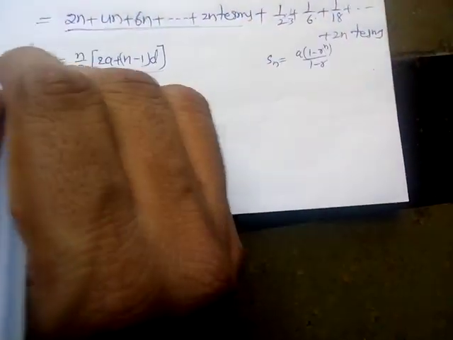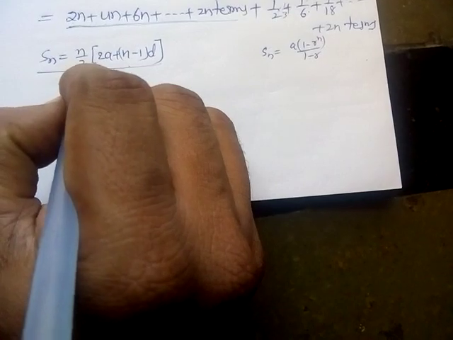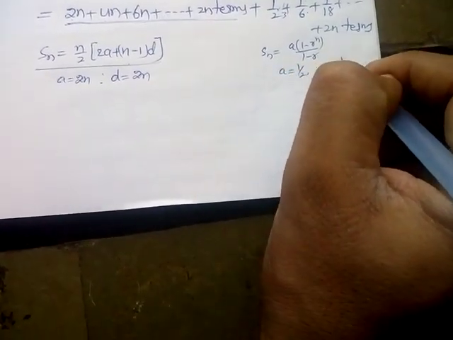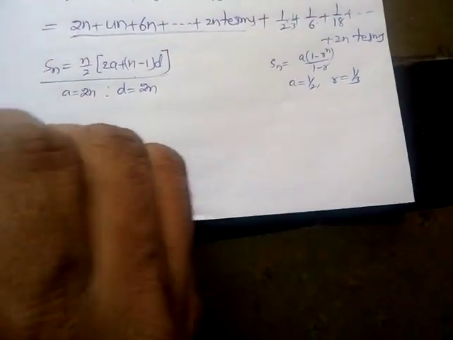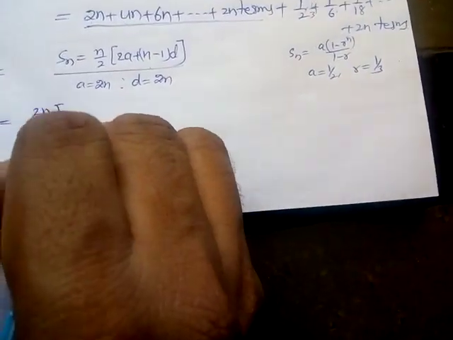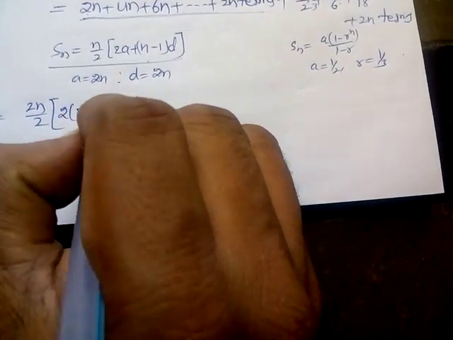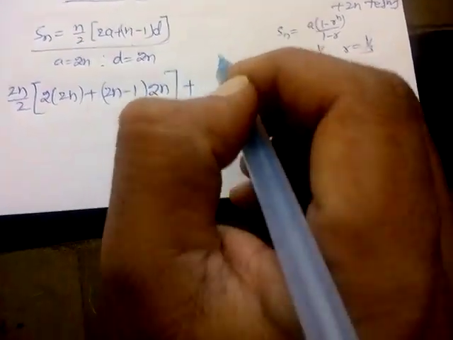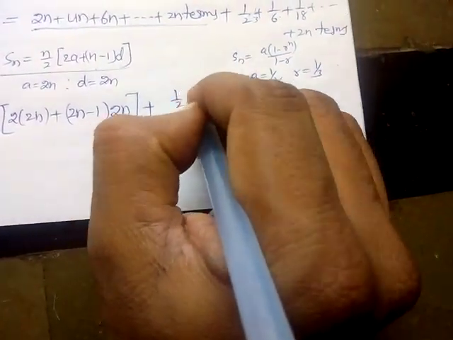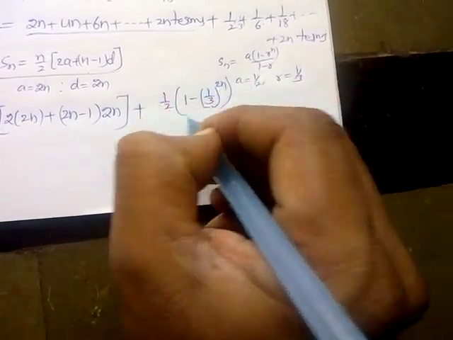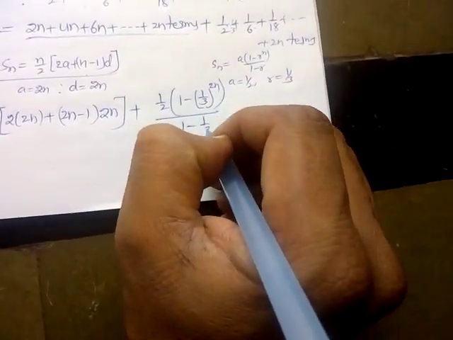Here, for the AP, the first term a is equal to 2n, and d is equal to T2 minus T1. For the GP, a is equal to 1 by 2 and r is equal to 1 by 3. So for 2n terms: (2n by 2) of (2 into 2n plus (2n minus 1) into 2n) plus a into (1 by 2) into (1 minus (1 by 3) to the power 2n) by (1 minus 1 by 3).